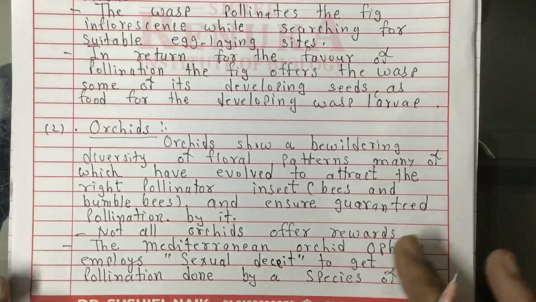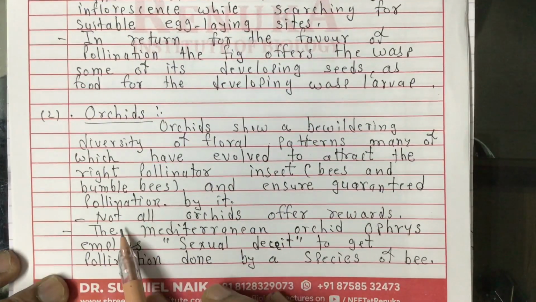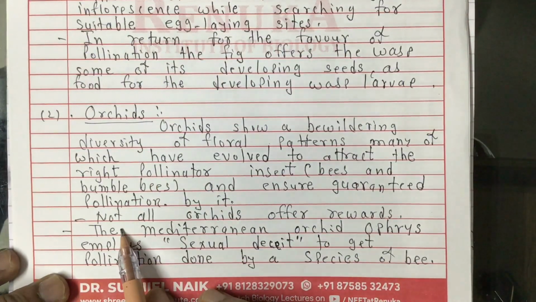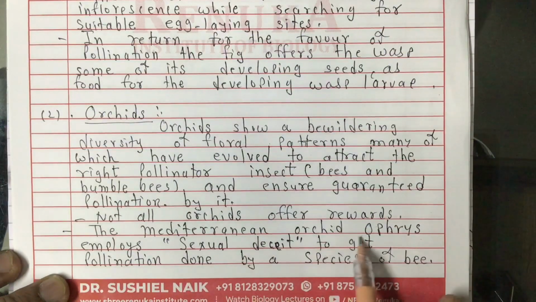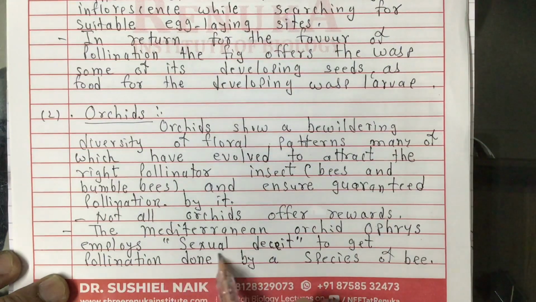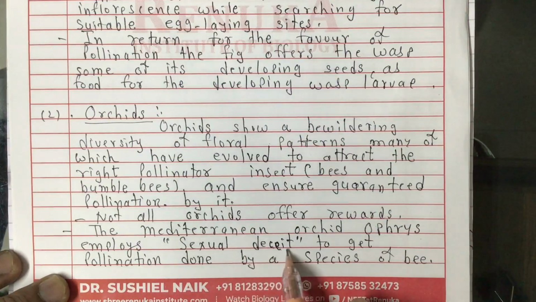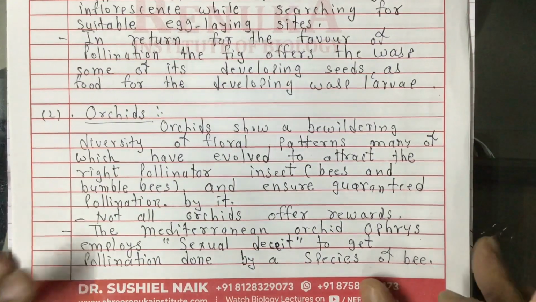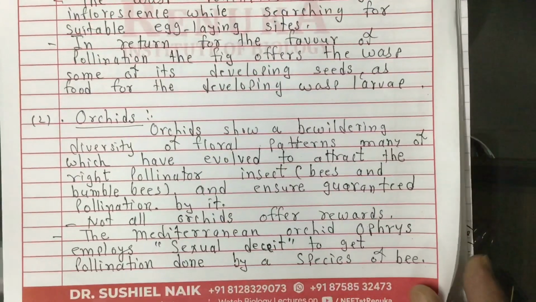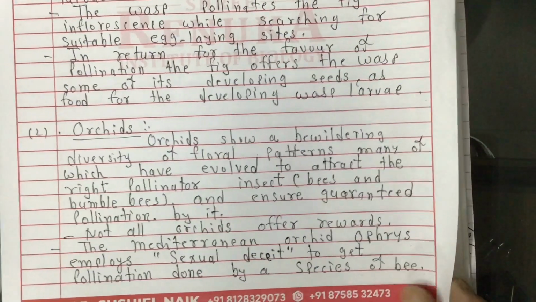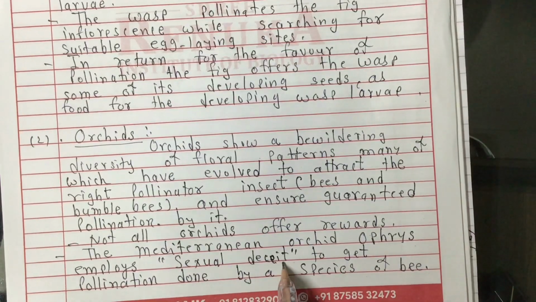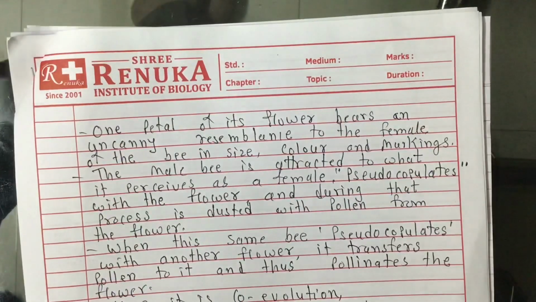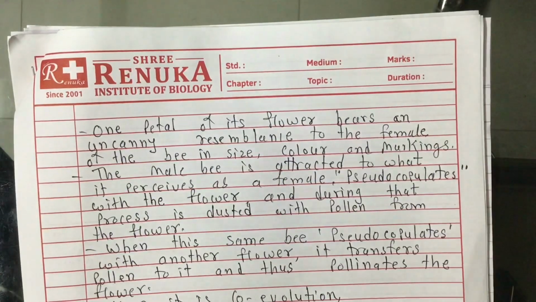How it works, let's see. In fact, here it is a specific relationship, and that's why not all orchids offer rewards. In fact, the Mediterranean orchid employs sexual deceit, that is sexual structure, to get pollination done by the species of bees. In fact, bees need something from the orchid. In that condition only, it visits the flower. And so the plant provides the sexual deceit or sexual structure for the bees. What is this sexual deceit or sexual structure?